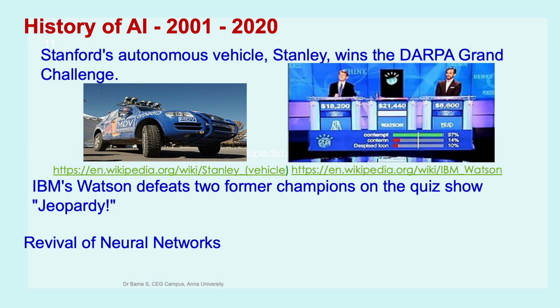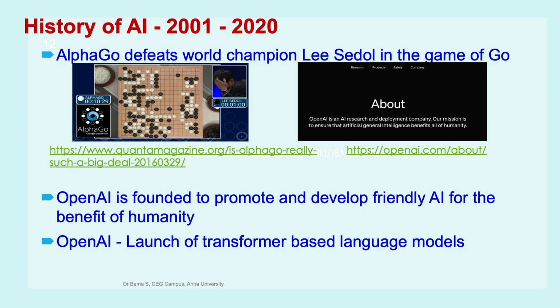Okay. And in the next 2 decades, from 2001 to 2020, this was the autonomous vehicle developed by Stanley, which won the Grand Challenge of DARPA, which can maze through without a driver. And IBM Watson defeats the 2 former champions on Jeopardy, and on the right side of the picture you could see the 2 previous winners of Jeopardy, and in the middle is Watson, who is winning against the other 2 former champions.